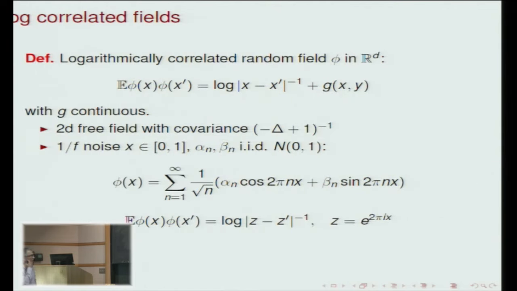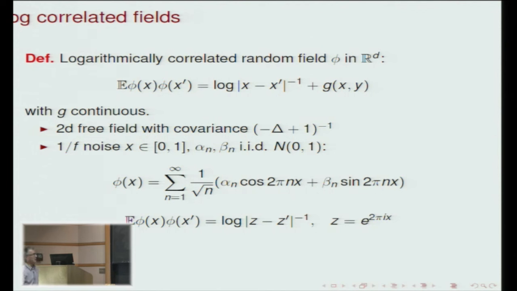Before I define the measures, let's first discuss these logarithmically correlated fields for a second. Let me define a logarithmically correlated Gaussian random field by its covariance. The covariance is singular like a logarithm at the diagonal, and otherwise bounded, let's say continuous. An example in R2 would be what used to be called the massive free field. Or you could take the field which we had in the morning: you take a domain and take the inverse of the Laplacian on the domain.